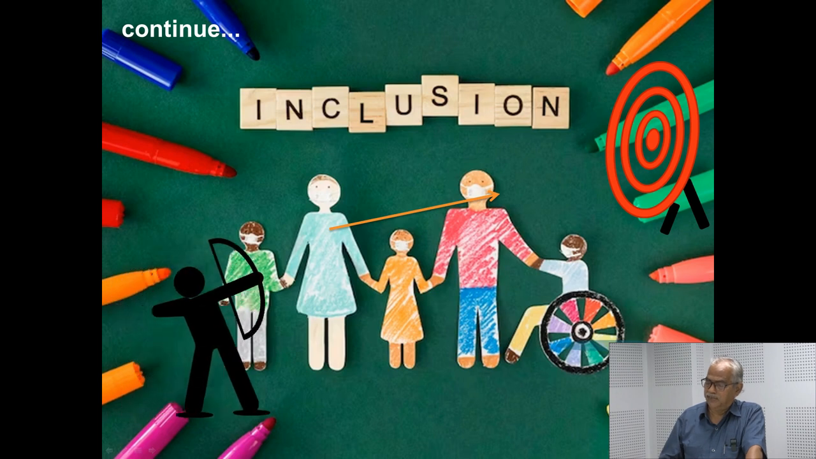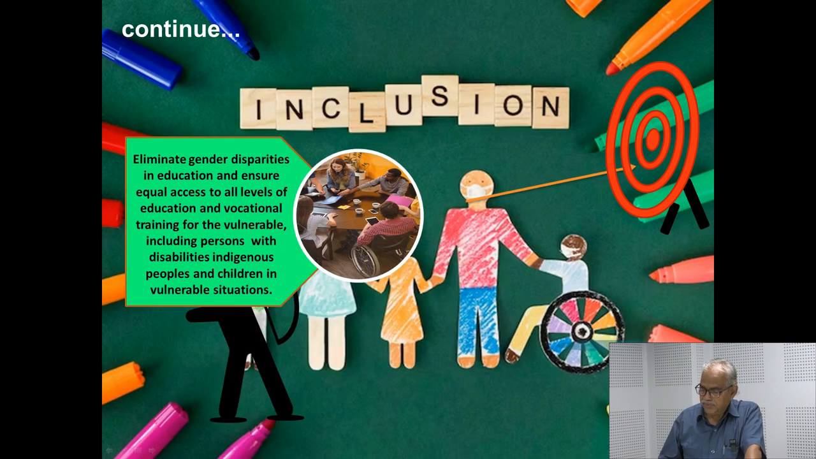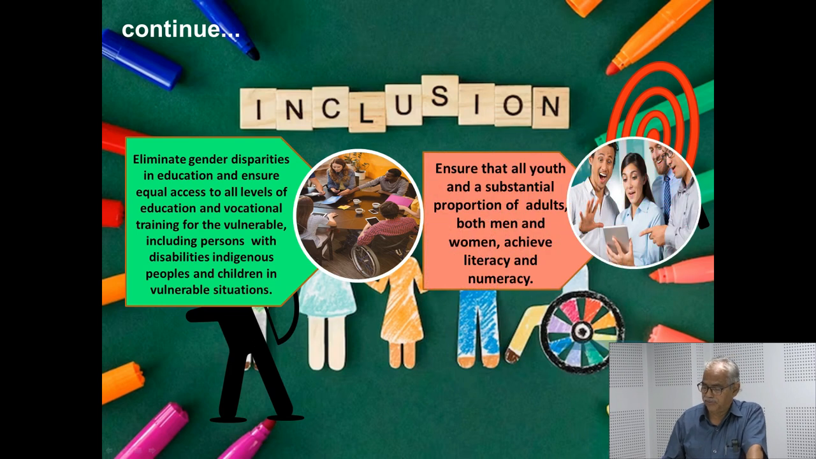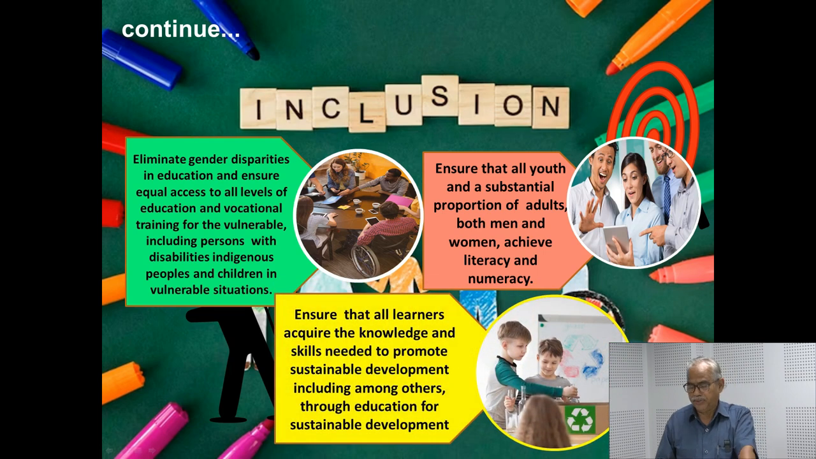So in this regard, when we talk about quality education, we must say that the equity concept should be incorporated in education, particularly eliminating the gender disparities in education and ensuring access and quality education at all levels of education, irrespective of differences in the gender background of children. We must ensure that all youth and a substantial proportion of adults, men and women, have functional literacy, literacy with life skills and competencies, and to lead a happy and quality life.